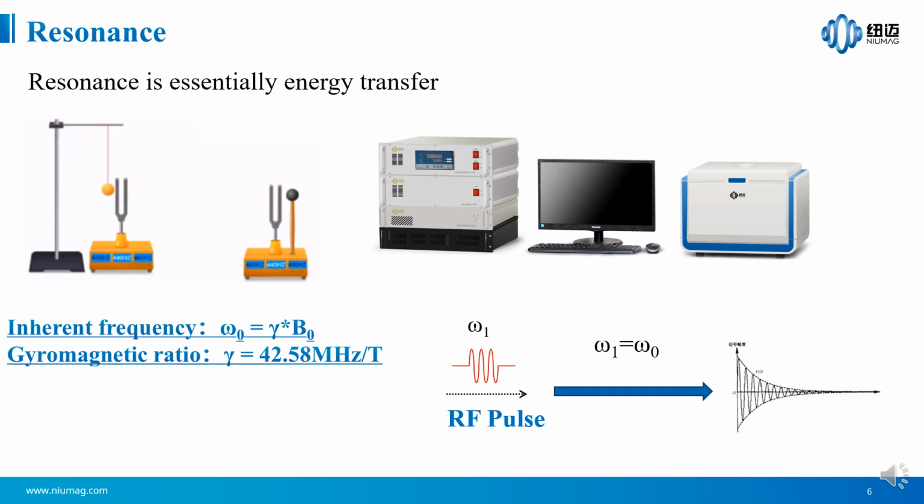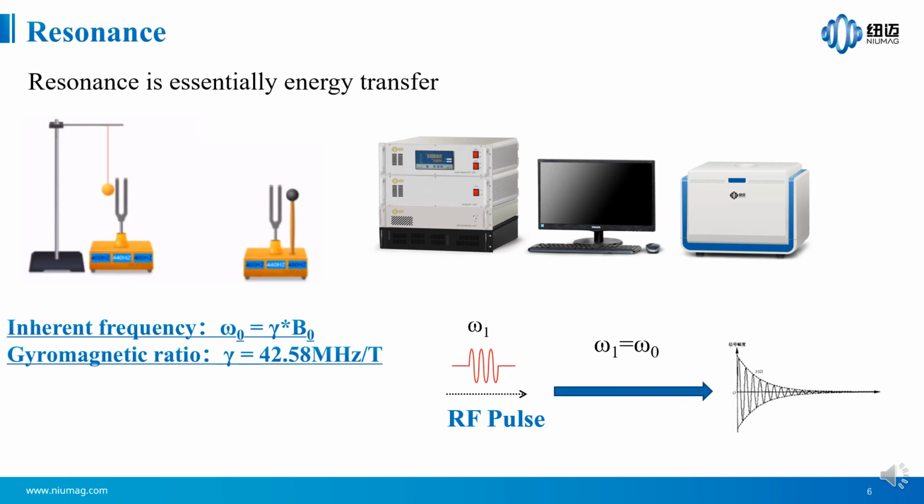This is our equipment. This is the magnetic field, and we have a probe in it. The probe is here. The sample is put into the magnetic field, and when the sample with hydrogen is put into a magnetic field, its natural frequency is fixed, because the hydrogen nuclei are certain, so is the spin magnetic ratio, and the strength of the magnetic field is also fixed.